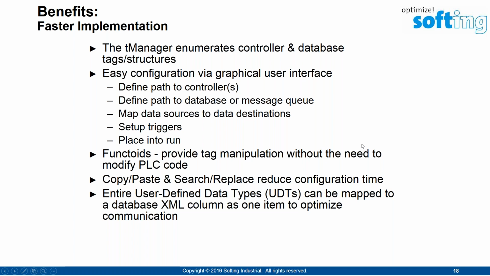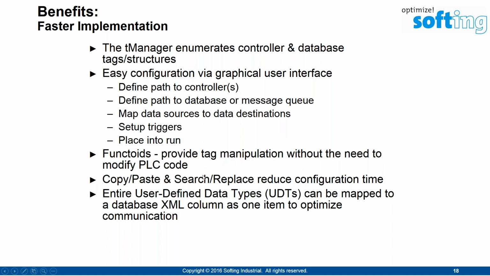Now, here are some benefits of using a tManager. First, faster implementation. You don't have to type in tag or column names. They are all automatically found and listed for you. Easy configuration via a simple graphical user interface. There's something called functoids, which are blocks that you can place between a PLC tag and a database column when you're making a map. So you can do things like math operations, data conversions, etc. You can manipulate the data before it gets to the database.